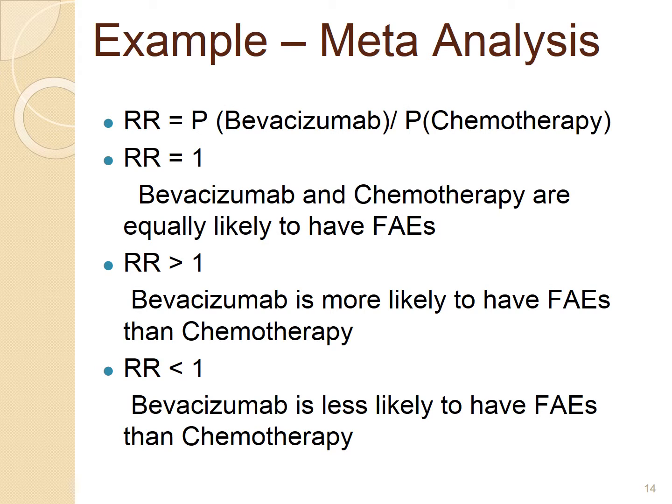If the relative risk is 1, then we can conclude that bevacizumab and chemotherapy are equally likely to have fatal adverse events. If the relative risk is greater than 1, then it could be concluded that bevacizumab is more likely to have fatal adverse events than chemotherapy. And if the relative risk is less than 1, then we can conclude that bevacizumab is less likely to have fatal adverse events than chemotherapy.